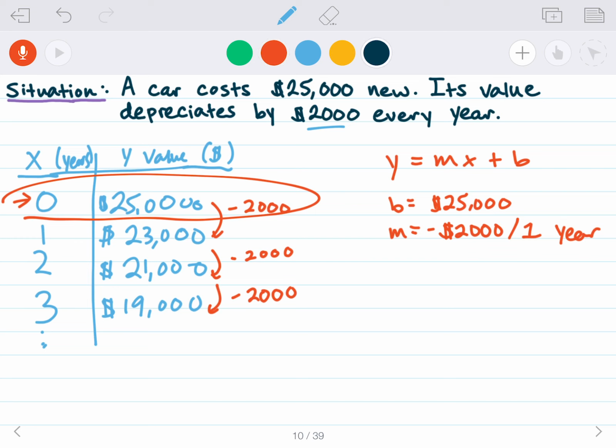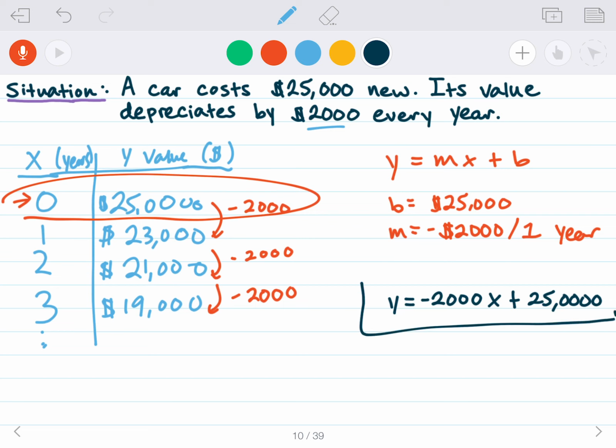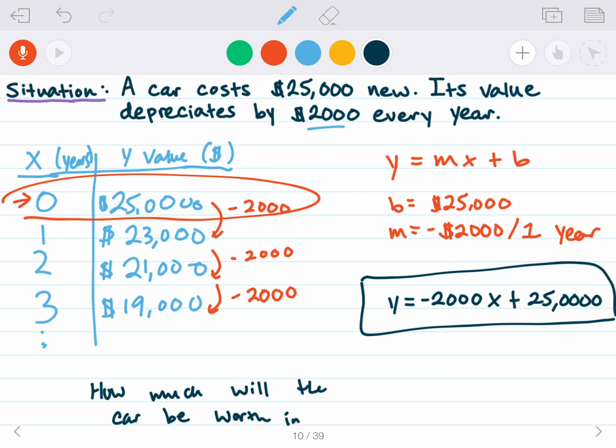Cool. So what's our equation? Our equation is y equals minus 2,000 x plus b. Plugging in m and b into my basic equation. So this is my answer here. Why do we leave x and y alone? Let's really get into that. So what if I asked you, how much will the car be worth in 10 years? What if this was a question? How much will the car be worth?